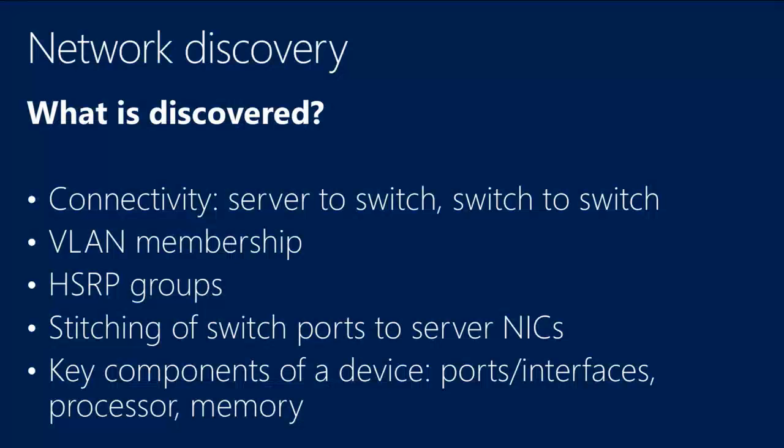So what is discovered when I add a device? What we will discover is the device itself, of course, with all its components. We'll also discover the connectivity. So we will find server-to-switch connectivity, which we talked about, the port stitching. Also switch-to-switch connectivity, switch-to-router, etc. So we'll find your other devices, and I'll talk in a second about the caveats there, but we'll try to build you the network map. We find VLAN membership for those devices that are configured as VLANs. For the Cisco devices, we support the HSRP groups, which are in essence the high availability groups you define over multiple network devices.